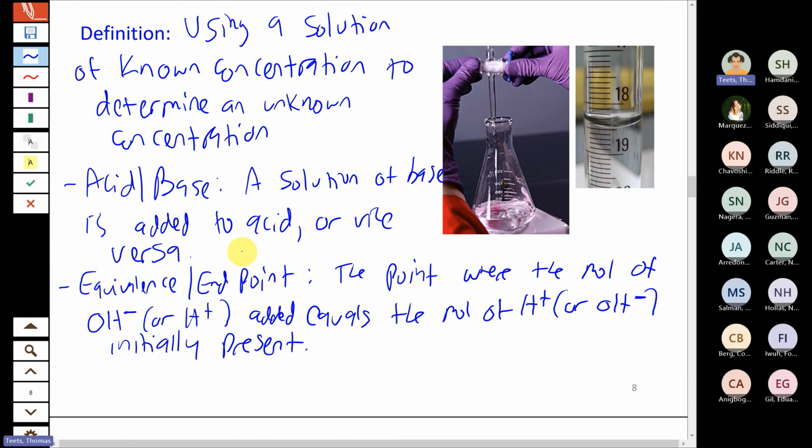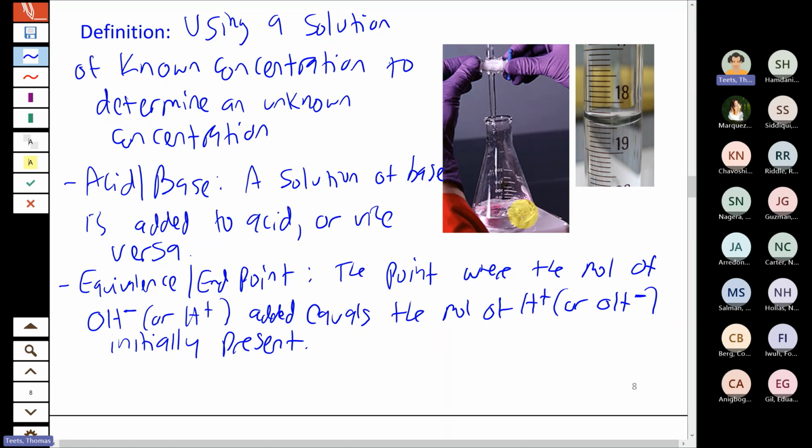All right, so essentially what you're doing is you're starting out in a flask. This is what this picture is showing. You're starting out in a flask with some amount of either acid or base down here. You don't typically know how much there is. That's what you're trying to find out. And then you're adding a solution of known concentration to that. And the equivalence point is the point where however much OH minus hydroxide or H plus from the acid you had present, you've added exactly the right amount of the other reactant to balance that out.